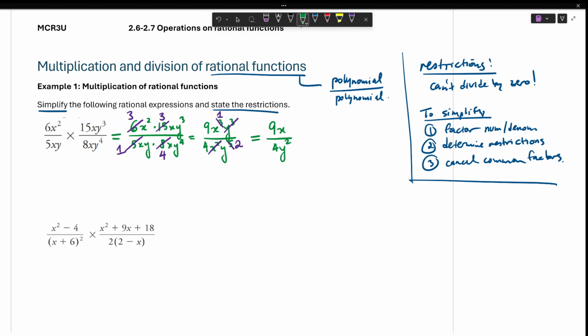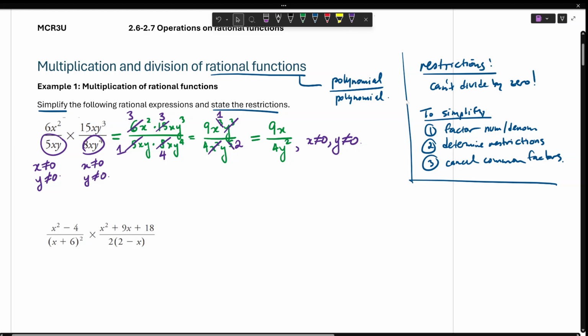But we're not done with the question because it says to state the restrictions. So we're going to go back before we canceled anything, and we're going to say, what were the restrictions? Looking here, x can't be 0, and y also can't be 0. Otherwise, you'd be dividing by 0. Same comment here. x can't be 0, y can't be 0. So at the very end, the restrictions are that x can't be 0 and y can't be 0.